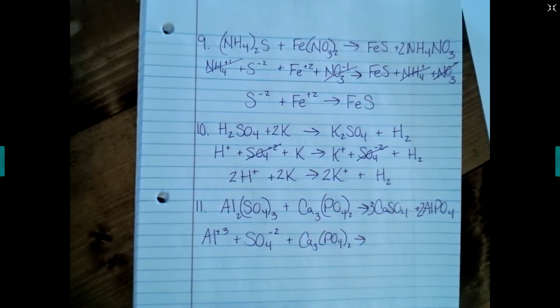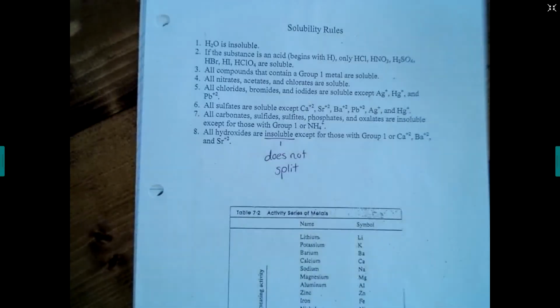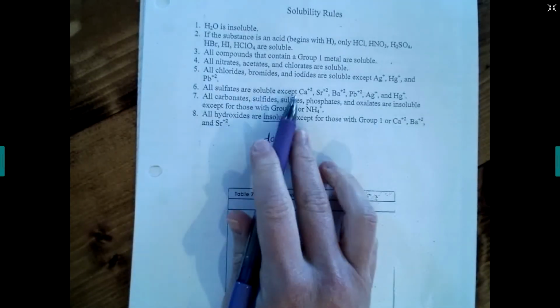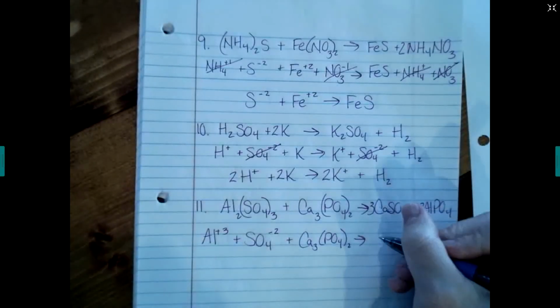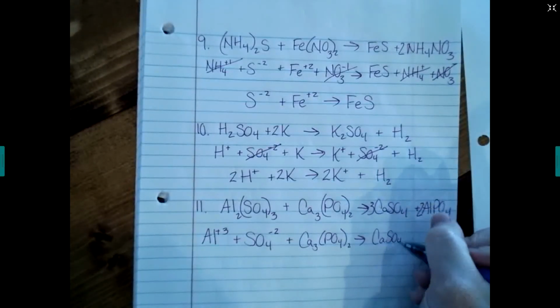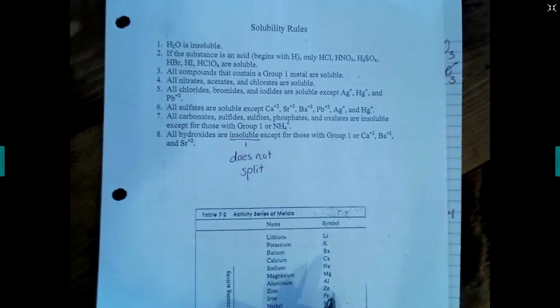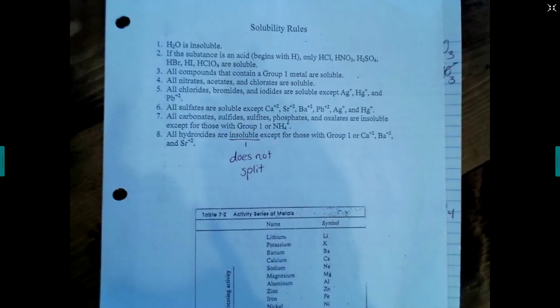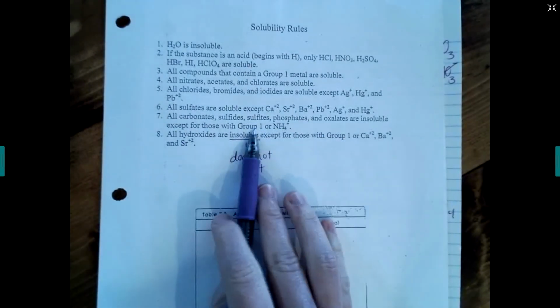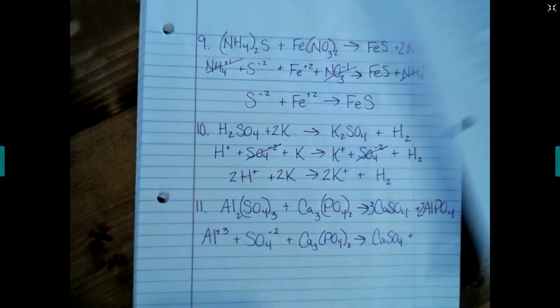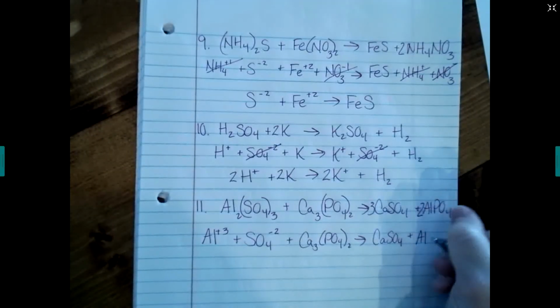On the right side, you've got calcium sulfate. All sulfates are soluble except calcium is one of the exceptions. So calcium sulfate is going to stay together. And then lastly, we have aluminum phosphate. All phosphates are insoluble. Aluminum is not an exception, so that's going to stay together.